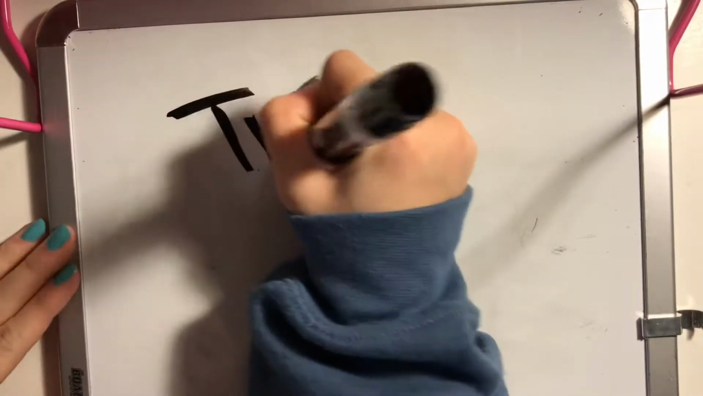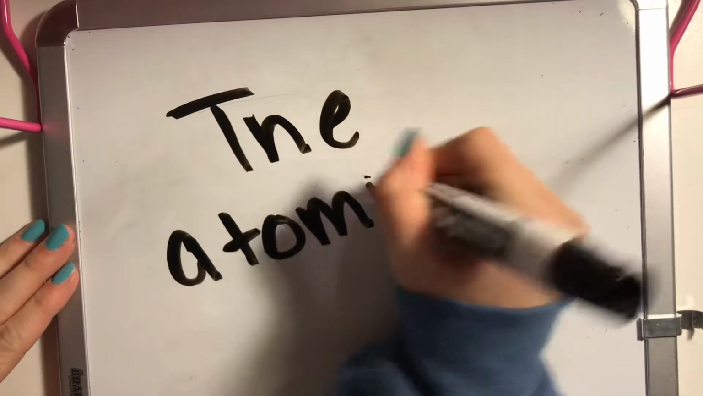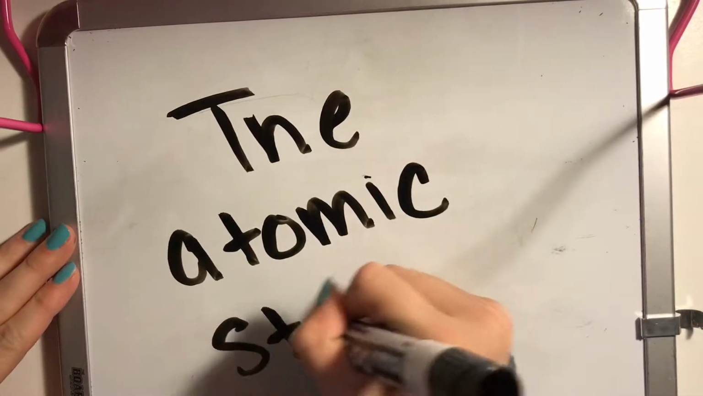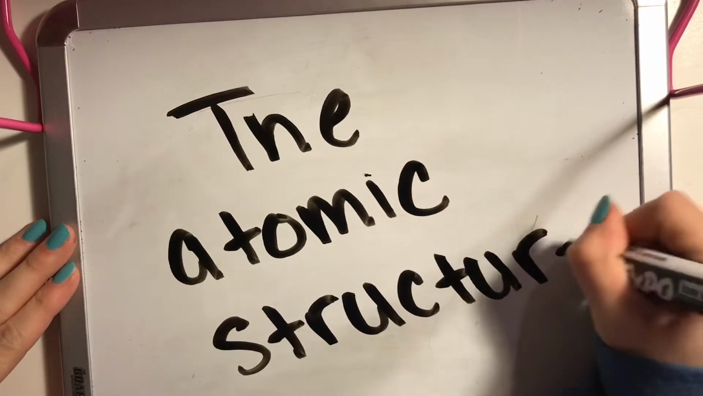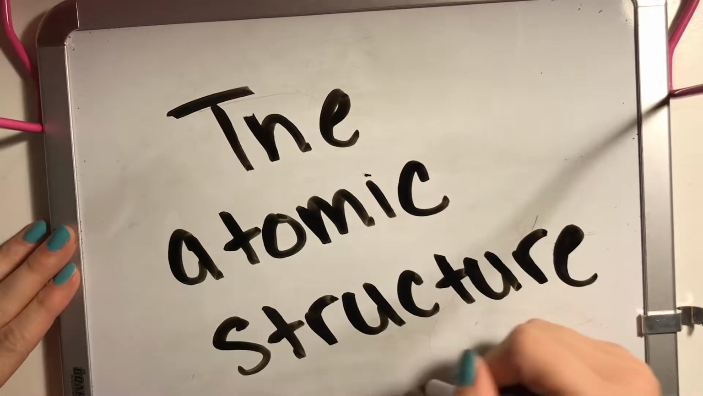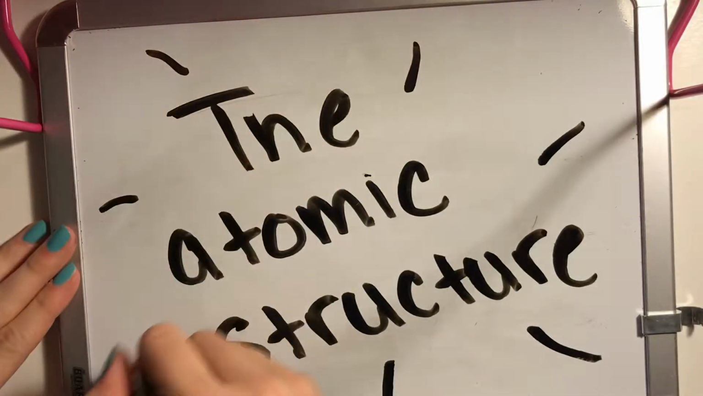In this video, I'm going to talk about the atomic structure. I will be going over subatomic particles, the regions of an atom, the difference between cations and anions, how to find the average atomic mass, and how to find the number of atoms given the percent abundance of each sample.